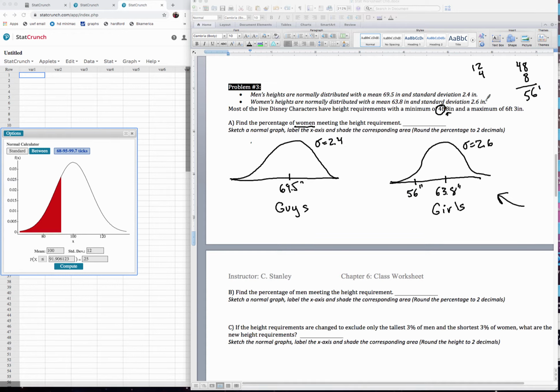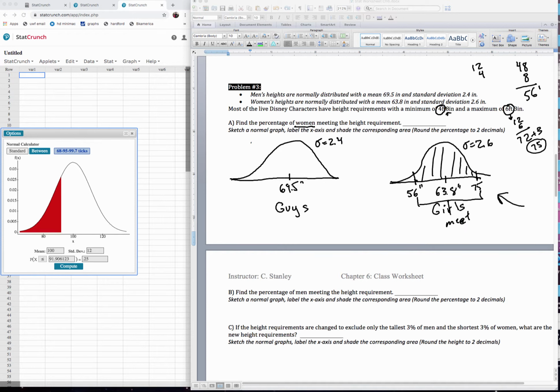What's the tallest you could be? 6'3". There's 12 inches in a foot, so that's 12 times 6, that's 72. And then there's 3 more inches, plus 3. So the tallest you could be is 75. So 75 is like over here somewhere. So all these people in here meet the requirement. All these girls here meet the requirement. So that's that shade right there.